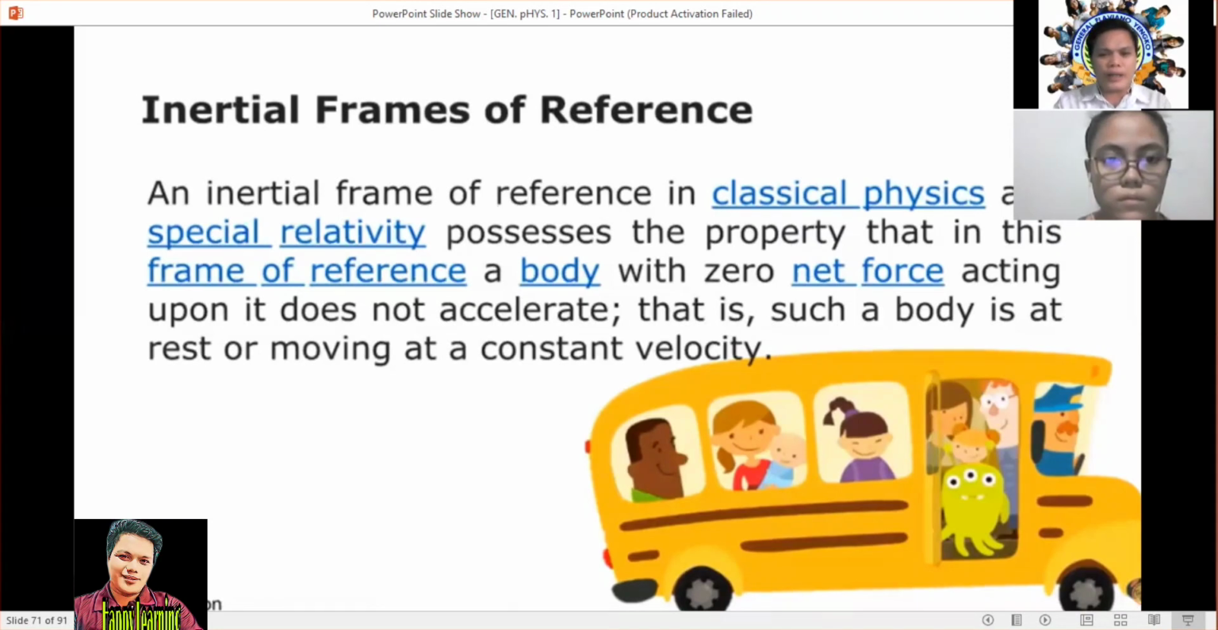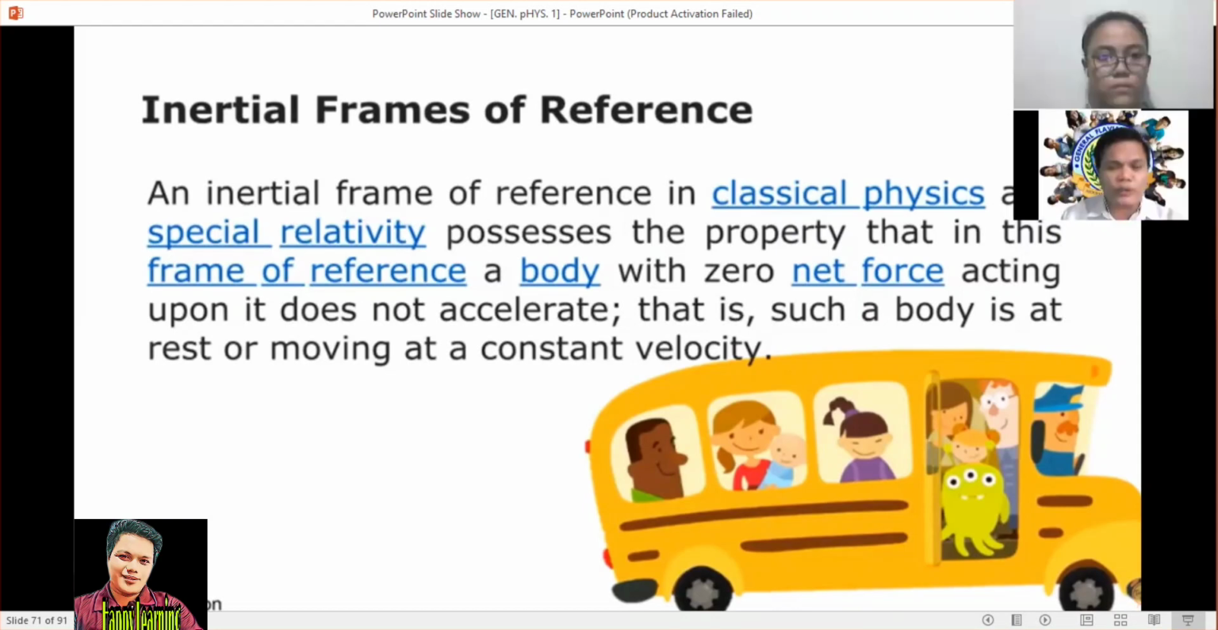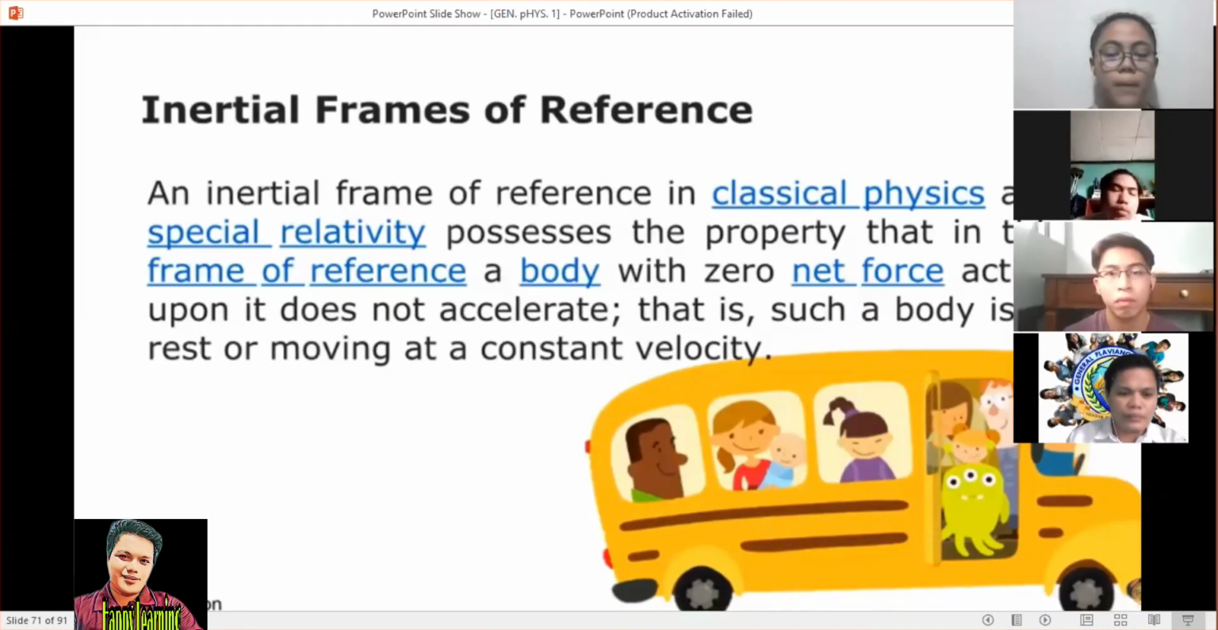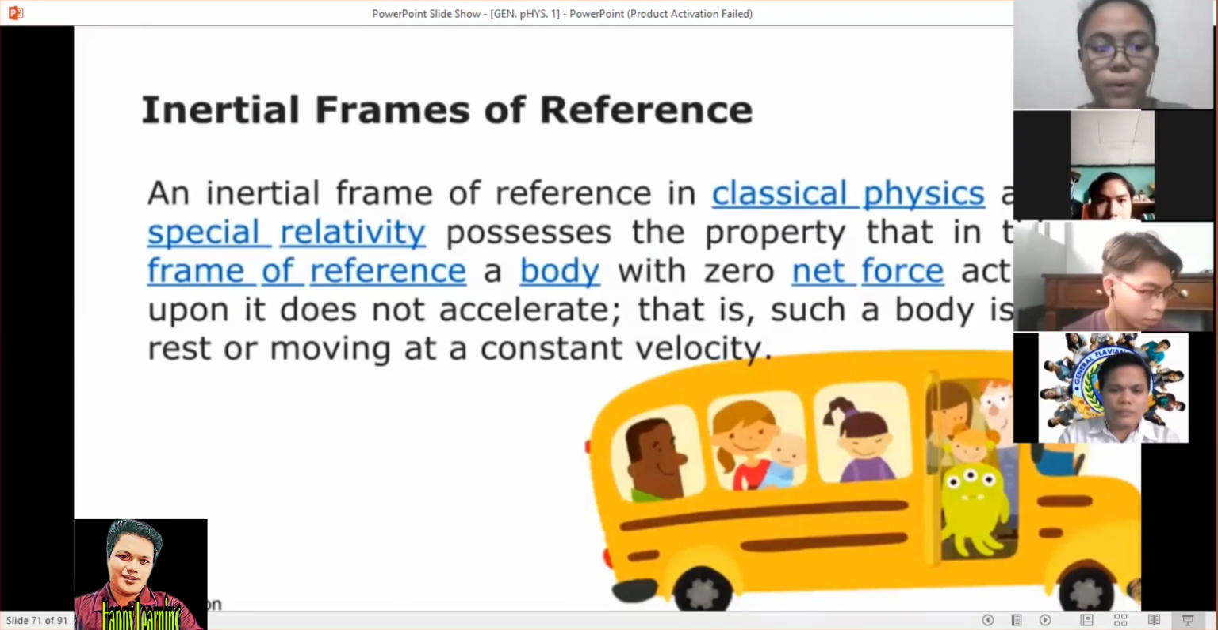Sabi dyan, such a body is at rest or moving at a constant velocity or pwede ring moving. Pero when we say inertia kasi, di ba, law of inertia by Isaac Newton. Ano ba yung law of inertia ni Isaac Newton? How do we define law of inertia by Isaac Newton? Yes, Marinel. Law of inertia po, sir, a body at rest will remain at rest and a body in motion will remain in motion unless it is acted upon by an external force, or the inertia po.